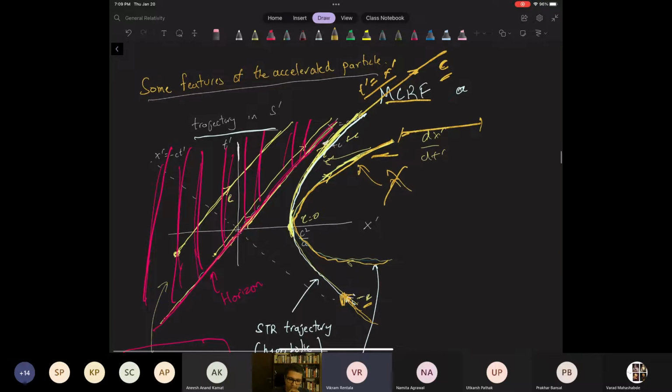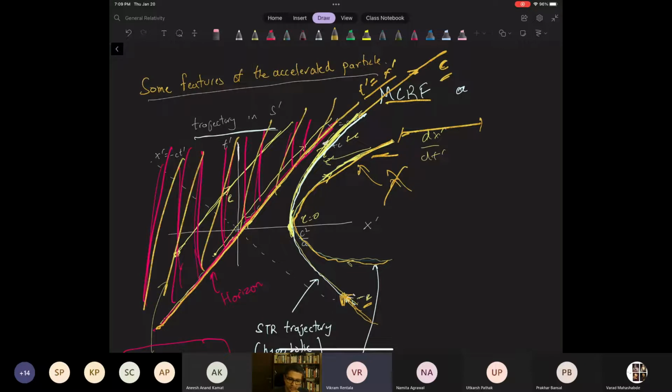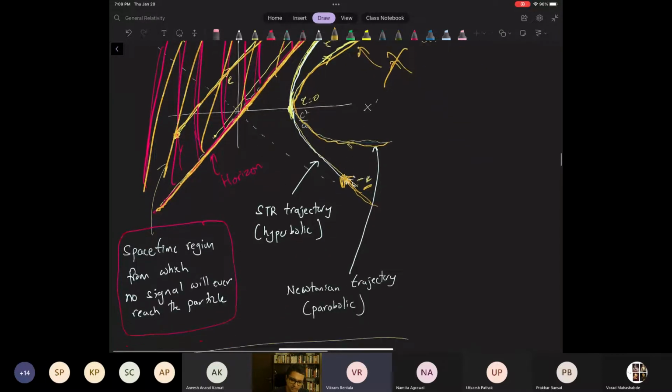The other thing that we saw is that there is a region of space-time beyond this asymptote from which, no matter where you are in that space-time, if you choose to send a light signal, that light signal would travel parallel to this asymptote, and therefore it would never reach this accelerated observer. This is called a horizon. It's a space-time region from which no signal will ever reach the particle. Again, this is something that is unique to special relativity.